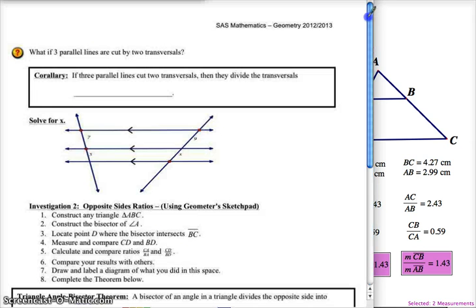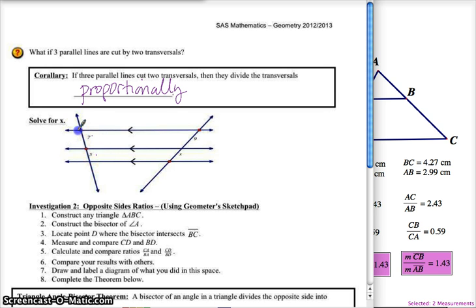Okay, moving on, another GSP, oh no, not yet, sorry. Okay, what if 3 parallel lines are cut by 2 transversals? What's going to be true? Well, just what you'd expect. If 3 parallel lines cut 2 transversals, they divide the transversals proportionally. You can check that with GSP if you're not sure. Just make 3 parallel lines, cut them off, compare their ratios, and you'll see they are the same.